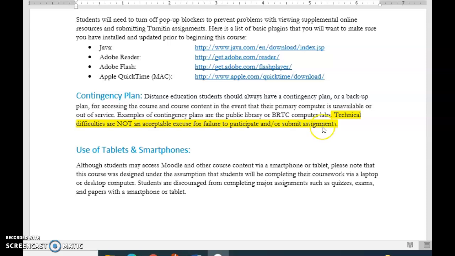Okay, I don't extend assignments due to technological issues. Okay, you've got plenty of time to get something figured out. We have computer labs on campus. There's public libraries around. In fact, BRTC also has laptops and/or hotspots that you could check out for the semester. So I think those are located in our library, BRTC library on Pocahontas campus. Let me know if you're interested. I can send you an email to our librarian and he can set you up.